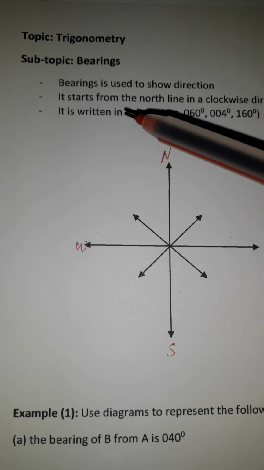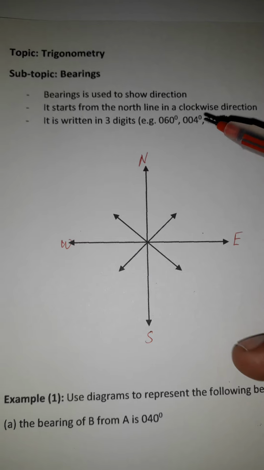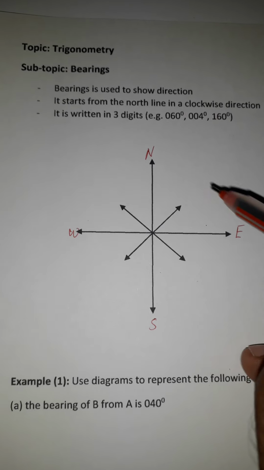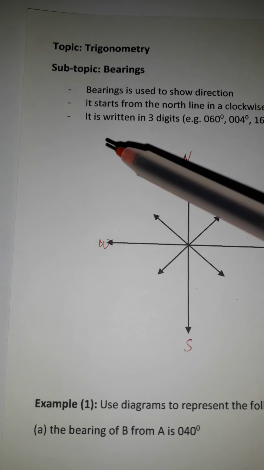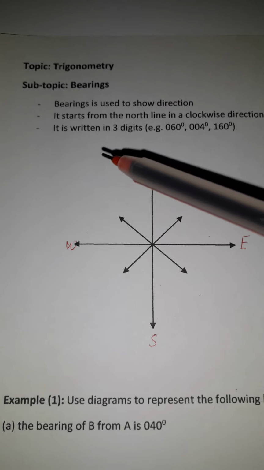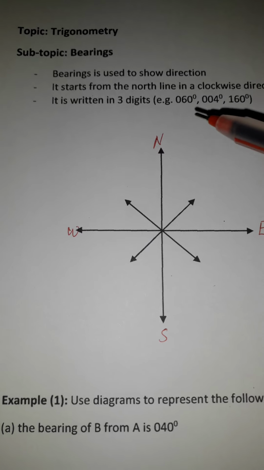Also, bearings start from the north line, so it always starts from the north in a clockwise direction. So from the north in this direction, the way the clock hand goes. This is a way to write bearings. It is written in 3 digits. Bearing is represented by angle or degrees.